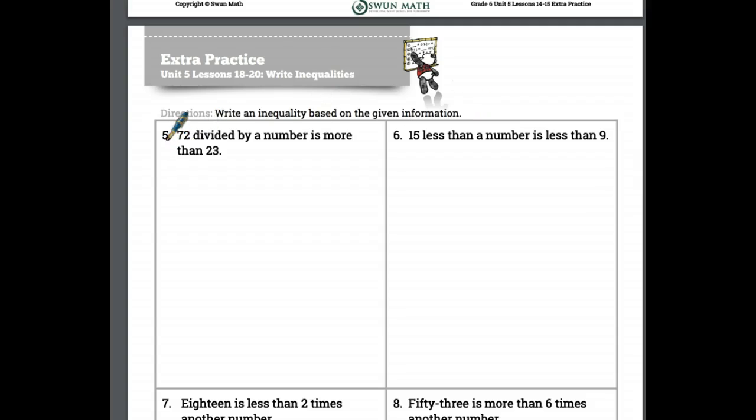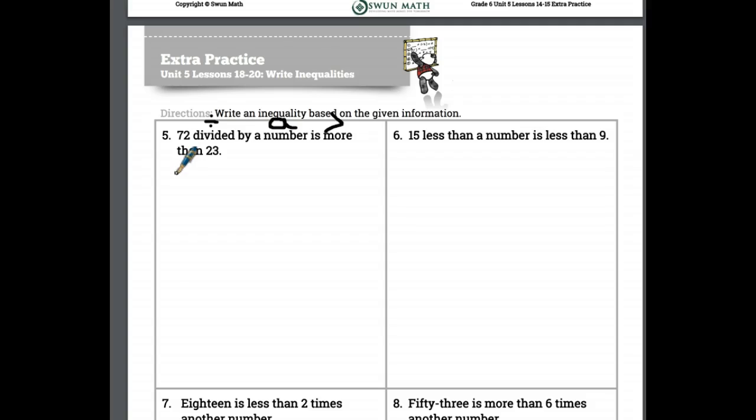Okay. And I'm looking at 72 divided by a number. Well, I'm going to put a for my variable on that one. Is more than 23. Remember, I want you coding these. If you want, you can put the division sign like this.